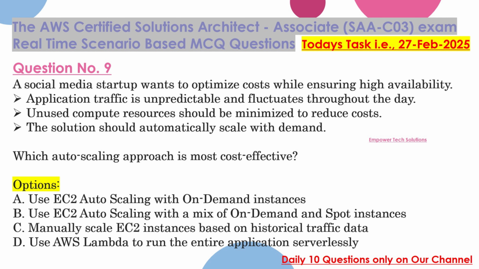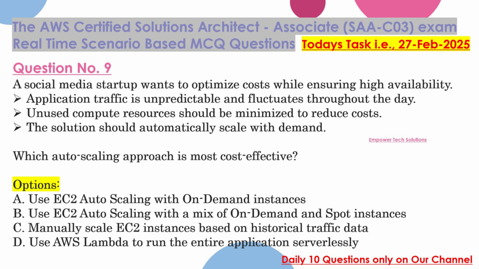Question 9. A social media startup wants to optimize costs while ensuring high availability. Application traffic is unpredictable and fluctuates throughout the day. Unused compute resources should be minimized to reduce costs. The solution should automatically scale with demand. Which auto-scaling approach is most cost-effective?